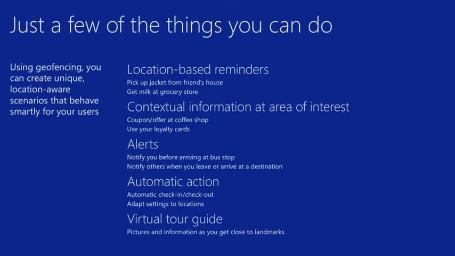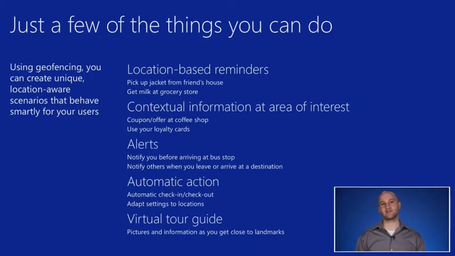Now, geofencing can be used in many exciting ways, and here's just a small handful of the many things you can do with it. So one example is location-based reminders, which I'm going to be showing you here shortly. Imagine you have an app that reminds you to pick up a jacket from your friend's house or to get milk at the grocery store, but it reminds you when you're actually there and when it's relevant. Or other contextual information at an area of interest, such as reminding you to use your loyalty card at a store or offering you a coupon at the coffee shop when you're waiting in line in the morning to get your coffee. Or alerts. Imagine a bus app waking you up before you get to your bus stop. Or an app that tells your family that you're on your way home from work once you leave work.